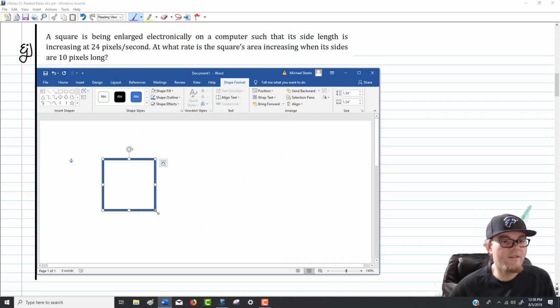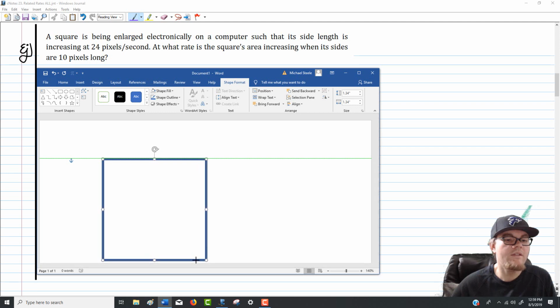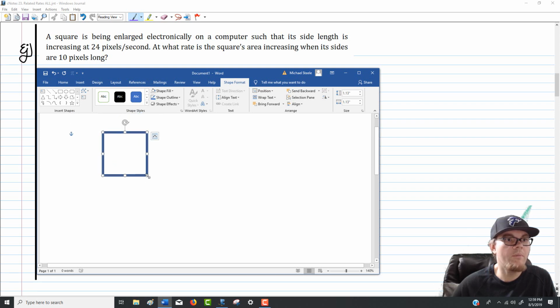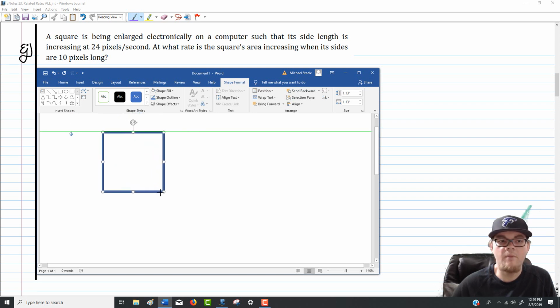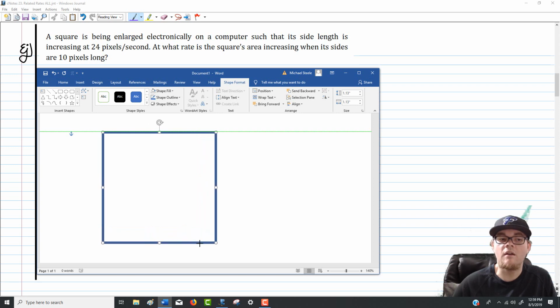So with this in mind, it says this square is being enlarged on a computer such that its side length is increasing. So this, for instance, could be what that looks like. The side lengths are increasing. Oh, that got a lot bigger. So there we go, our square's side lengths are increasing. It says at 24 pixels per second. I'm not sure I'm that good at estimating, but it should be somewhere in there. And it then asks us at what rate is the square's area increasing when the sides are 10 pixels long.